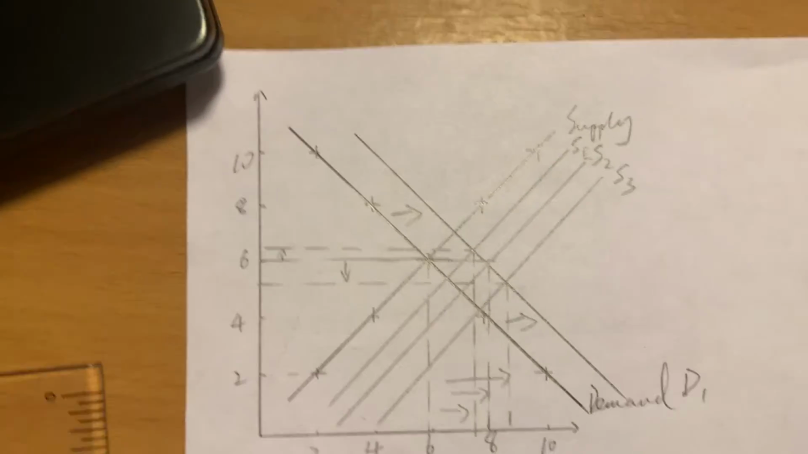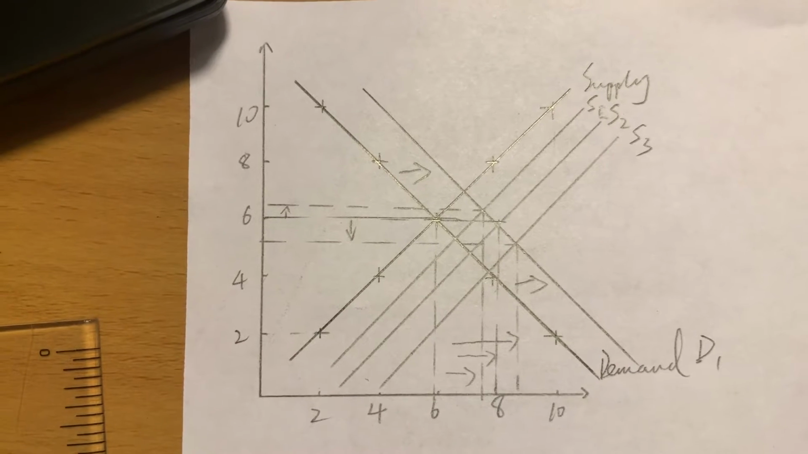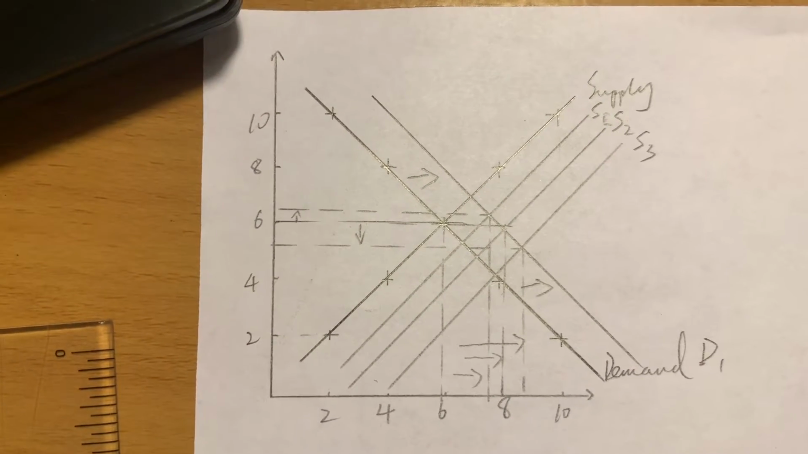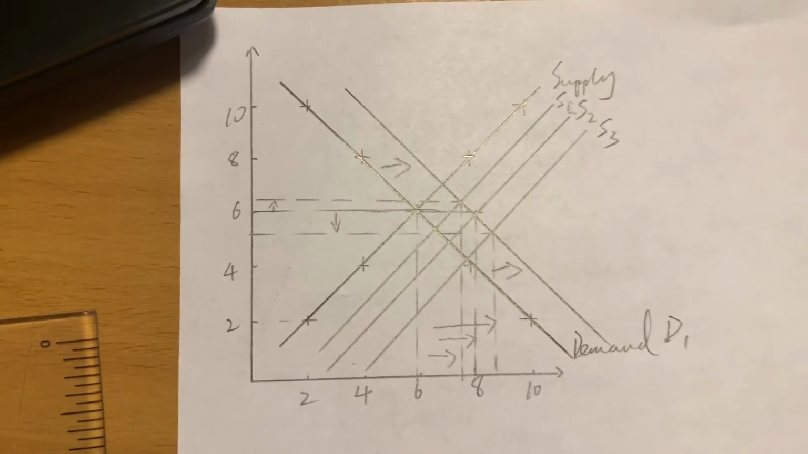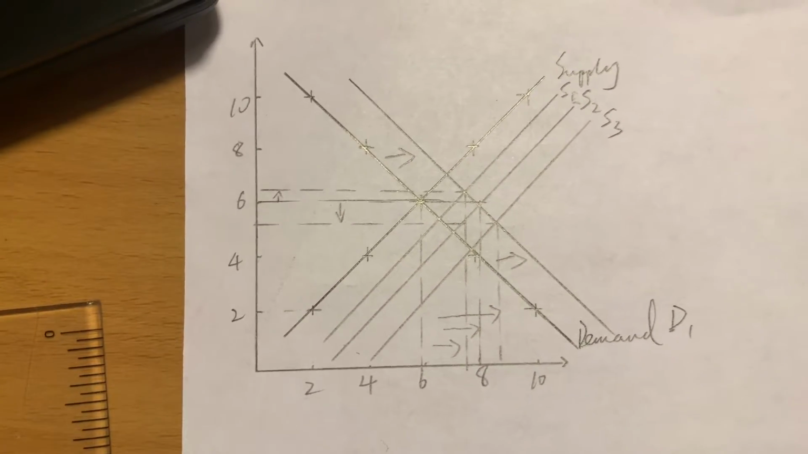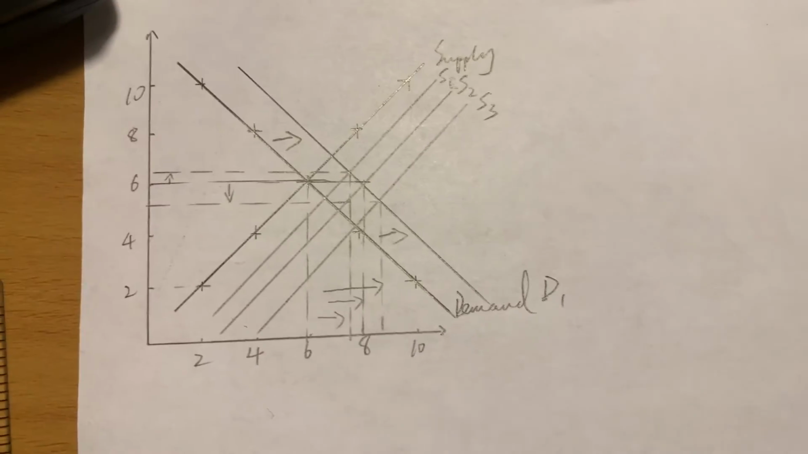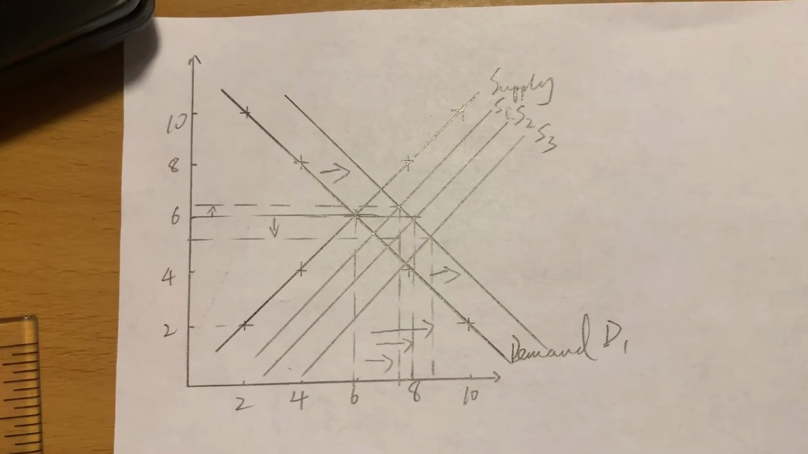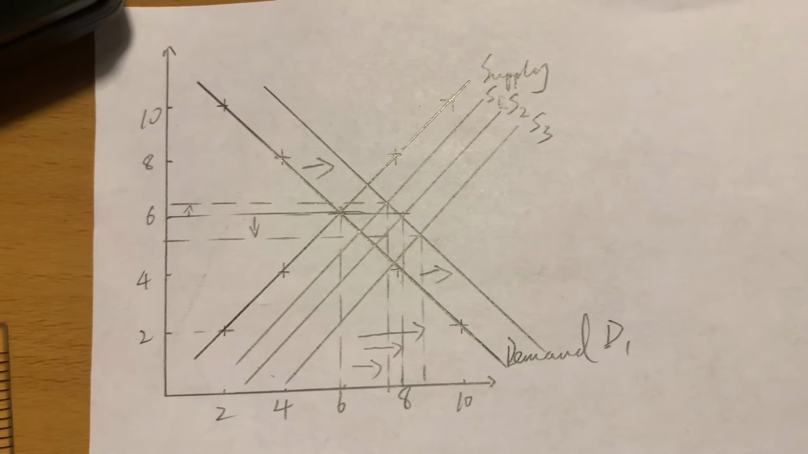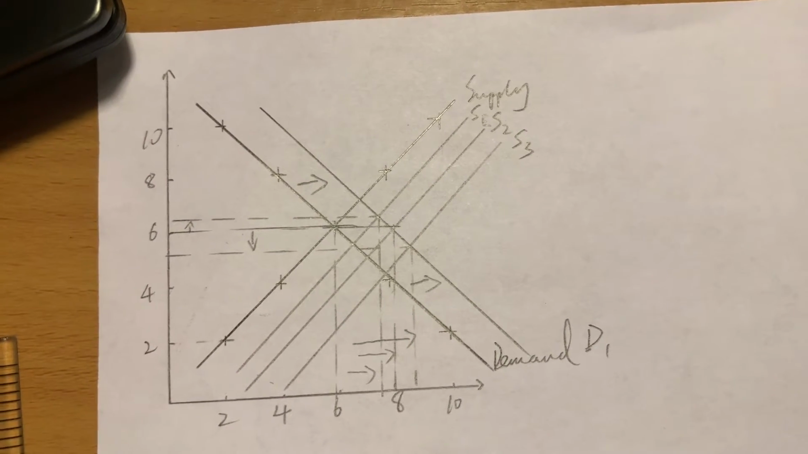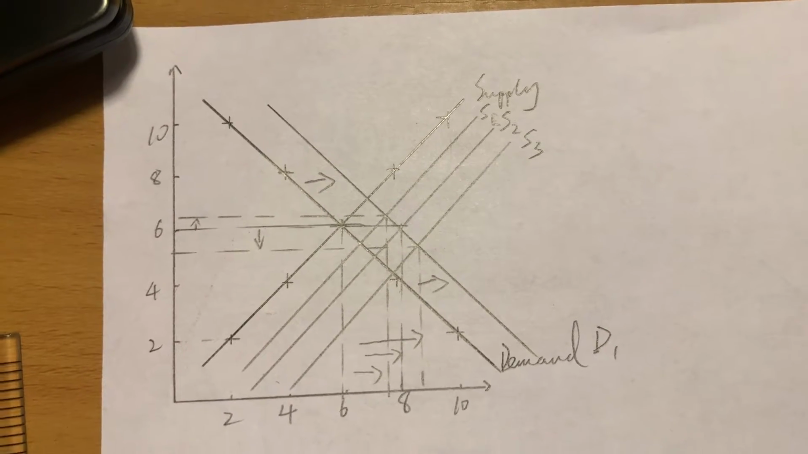Based on this graph, we can see that S1, S2, S3 have different prices. It could increase, it could decrease, or it could stay the same. But the quantity is always increasing. So based on this graph, we know that the quantity is increasing, but we are not sure about the price. We don't know for certain whether the price is going to increase or decrease.